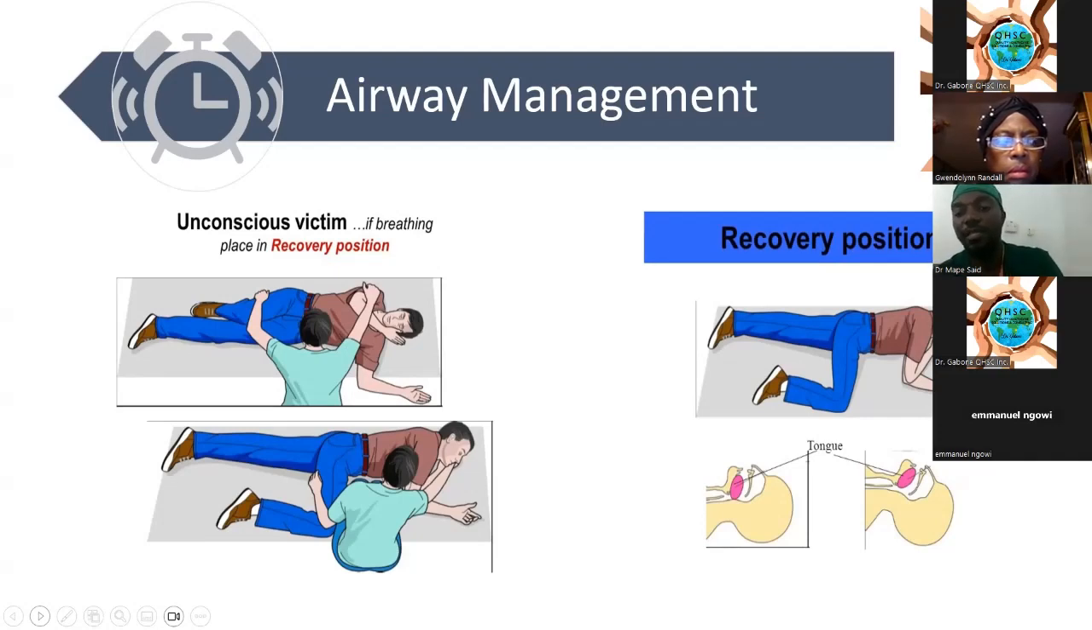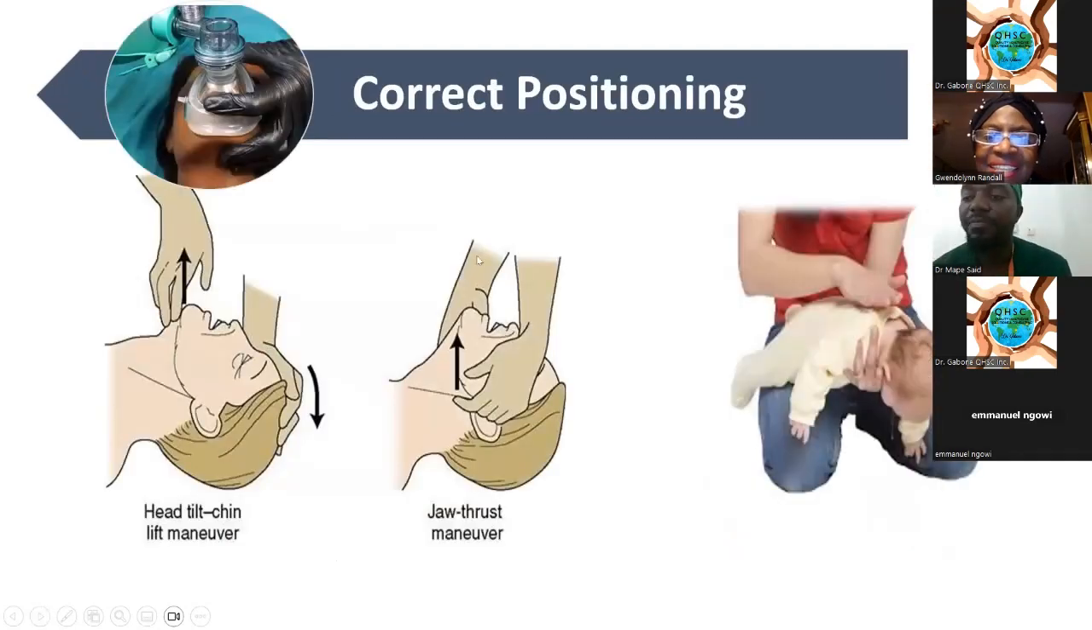And you can also see the pictorial presentation of the tongue position when you put the patient in the recovery position. Before the recovery position, the tongue is obstructing the airway, but in the recovery position, the airway is kept patent. The tongue is not falling back to obstruct the airway. The next slide.